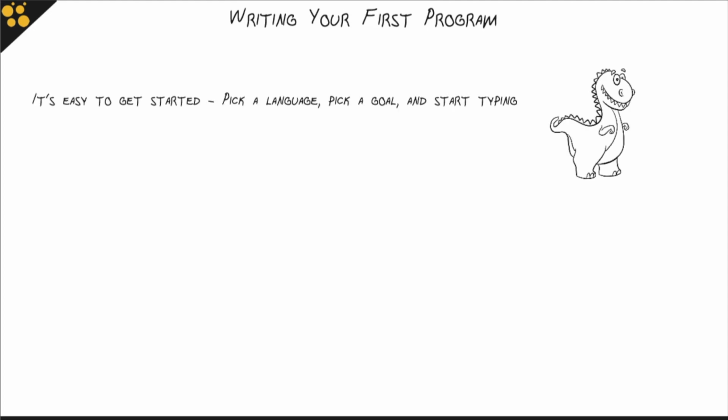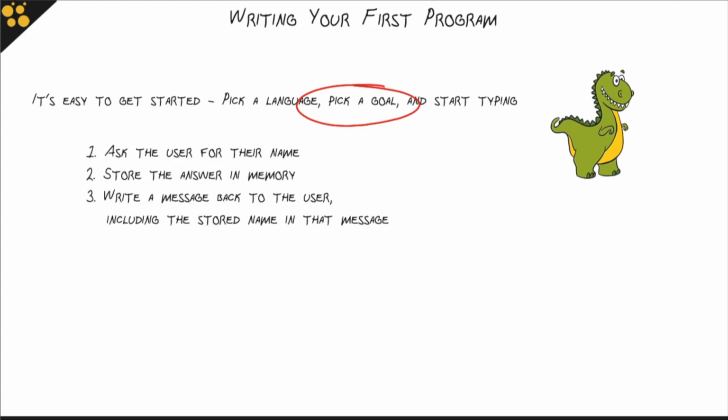Writing your first program is easy. Pick a language, pick a goal, and start typing. Let's talk about that second item right there, pick a goal. Let's establish ourselves a goal for the program that we want to write inside of this video. I've come up with three simple, straightforward steps that we can do in just about any programming language.